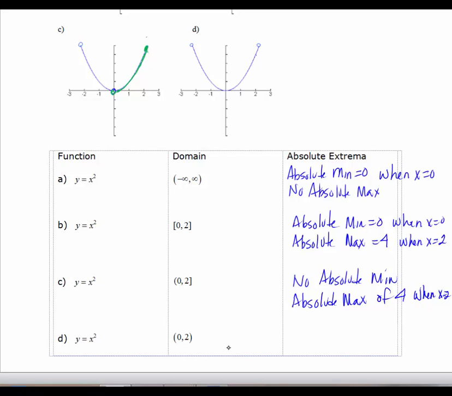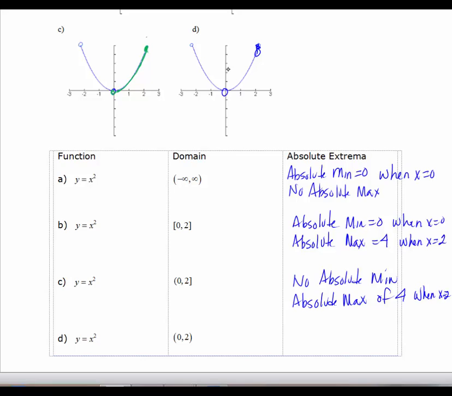In the last scenario, we want to look at the open interval from 0 to 2. So we'll have an open circle at 0 and an open circle at 2. And the graph is a little distorted here, my apologies. And so in this case, if you're looking for a local min, there's no local min, nor is there a local max.